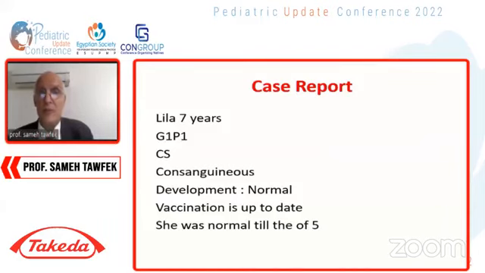Now I will go to a case report for a child with edema, and we will go forward step by step. Layla is a 7-year-old girl, first-born child, born by cesarean section, consanguineous parents, developmentally normal from the beginning. Vaccinations up to date, normal till the age of 5 years.